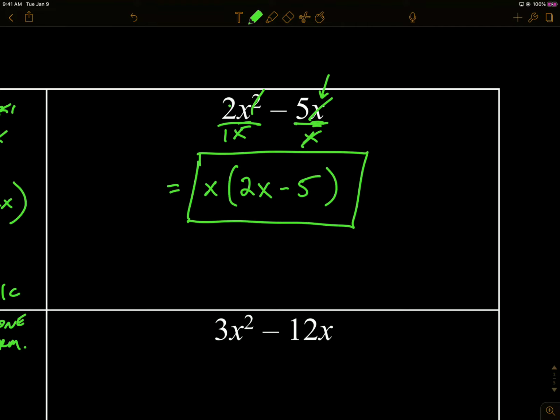We say that we factored out an x. Right? Some of the language is we factored out an x. We took an x out of this term, and we took an x out of that term, and we just show what it is we took out there. That's our factor.